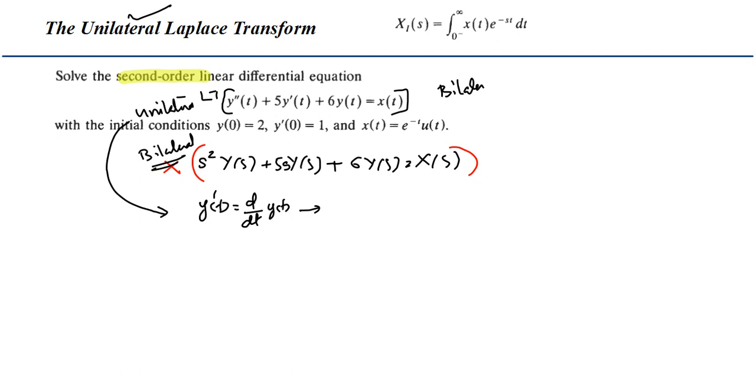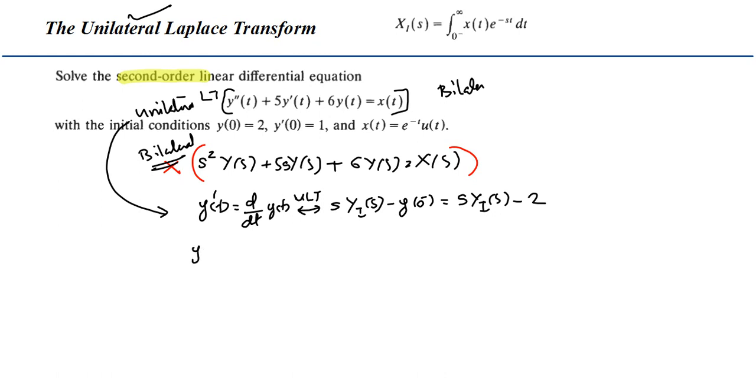So if you take the unilateral Laplace transform, the equation becomes s into the one-sided transform minus y of 0 minus. If you write like this, you will get s into y of s minus the initial condition y of 0, which is 2. Okay, this is the first equation.